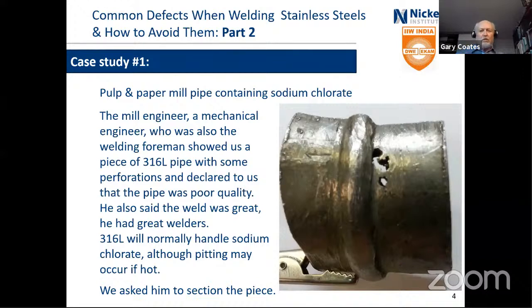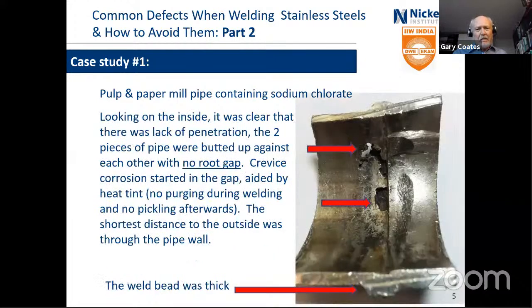And he said, my welders are great. Look at the really thick, big weld they put on the material. We had some questions about this, so we asked him to section the piece. And of course, when you look on the inside, it was clear that they butted the two pieces of pipe up together. So there was no root gap there. You got no penetration in there, and that's typical for a stainless steel.